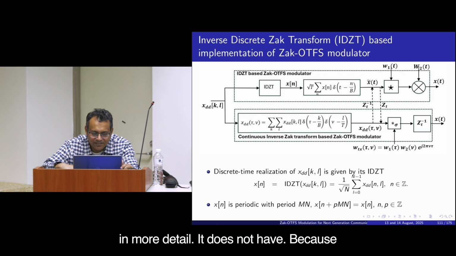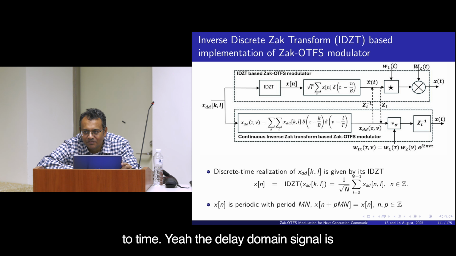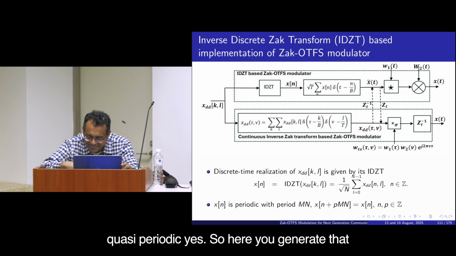IDZT doesn't have an exponential term like the DFT. It doesn't have an exponential term like the DFT. Yeah, because it's not going from frequency to time, right? It's from the delay Doppler domain to time. Okay. Maybe because it is quasi-periodic. Yeah, yeah. The DD domain signal is quasi-periodic. Yes, yes.